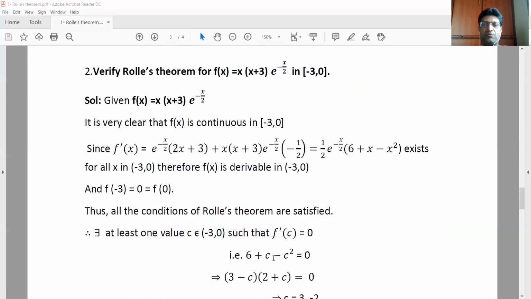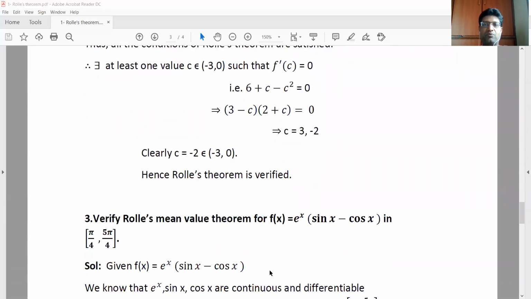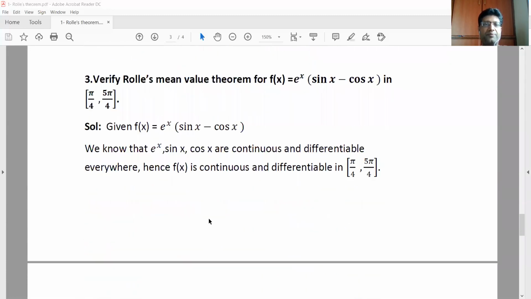If you equate that to 0, this exponential is never equal to 0. Therefore, in this interval, definitely 6 plus c minus c square must equal 0. If you factorize that, we get the roots 3 and minus 2. Clearly minus 2 belongs to this interval. Therefore, we require at least one value, and that is available here. Therefore, Rolle's theorem is verified.